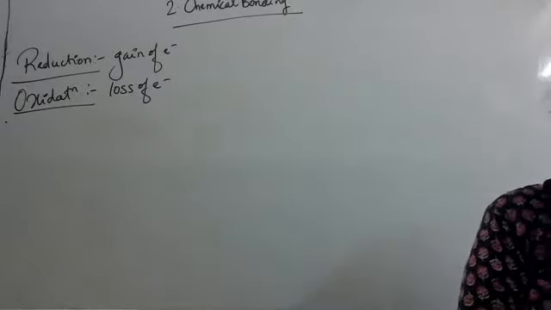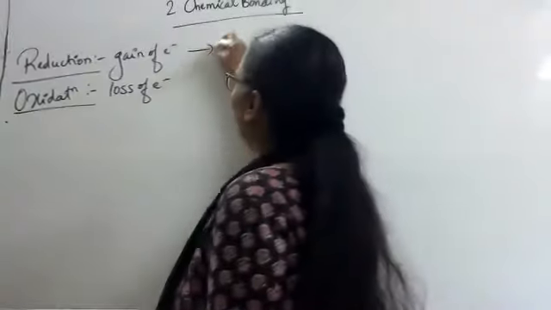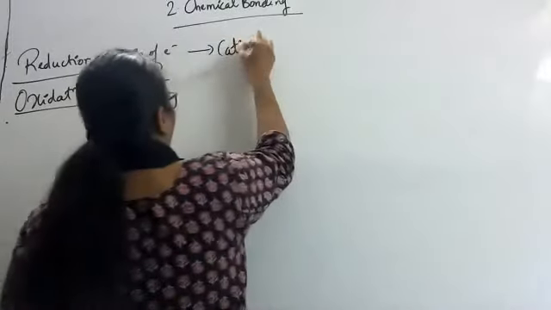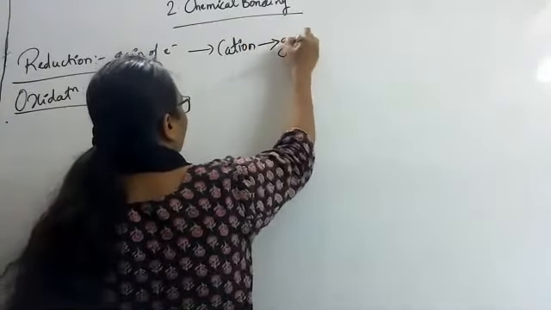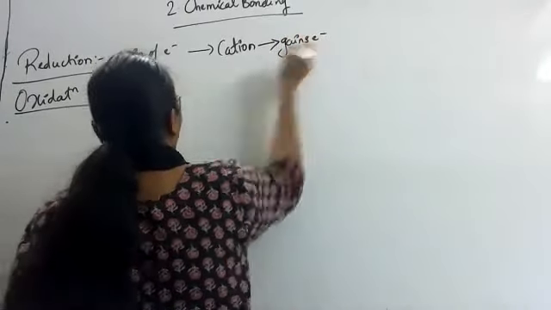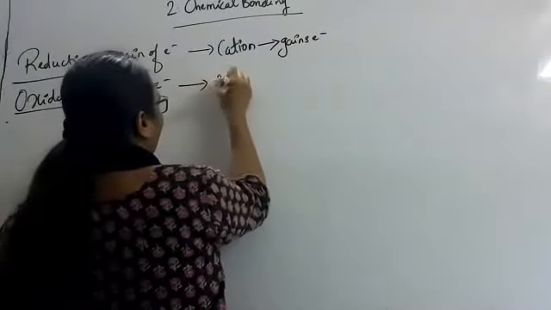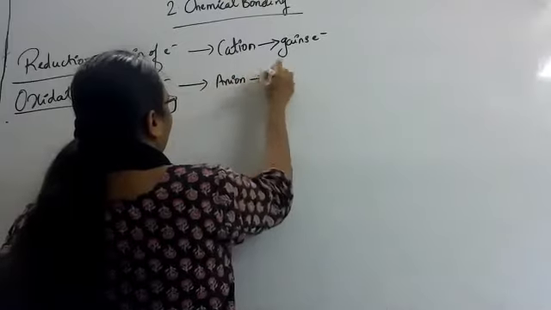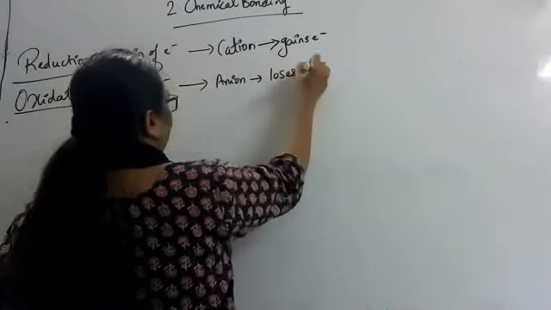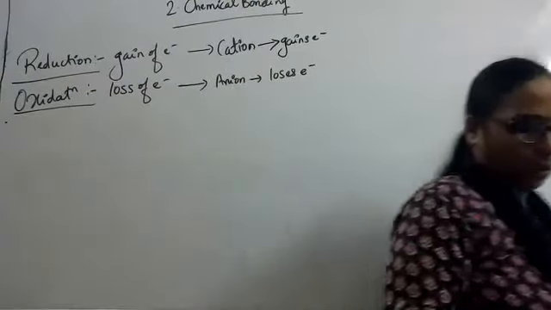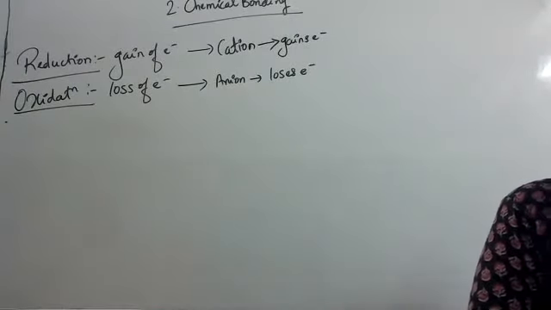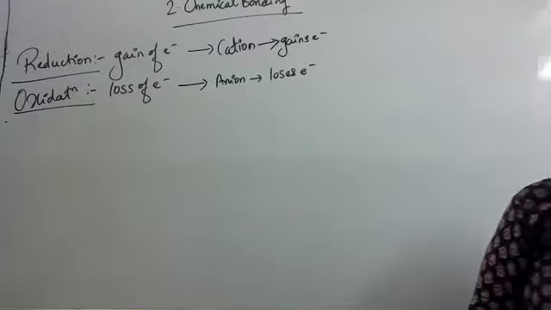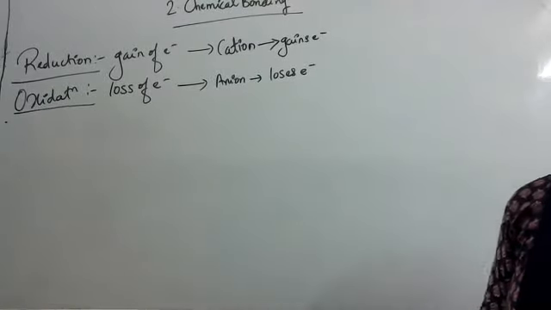Okay, whichever is the cation. What is cation? Cation is an ion that has positive charge. So this cation gains electrons, and in oxidation, anion loses electrons. Okay, so this is the basic term that we have to remember. Then now we are going to see an example.